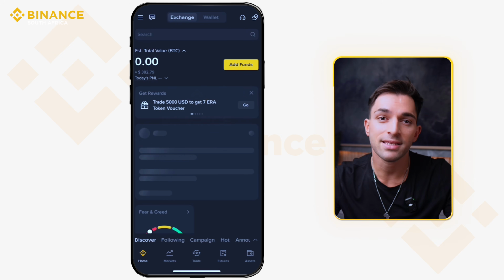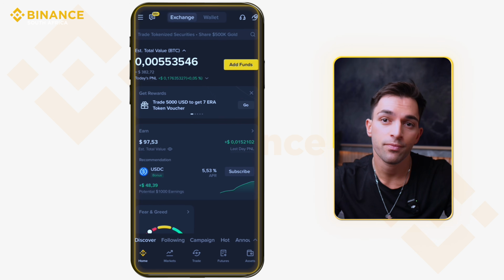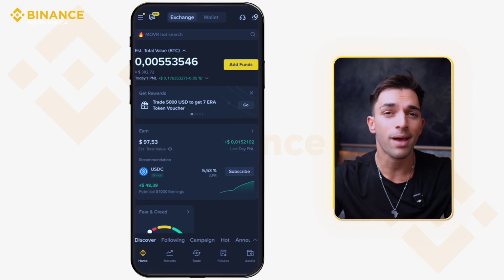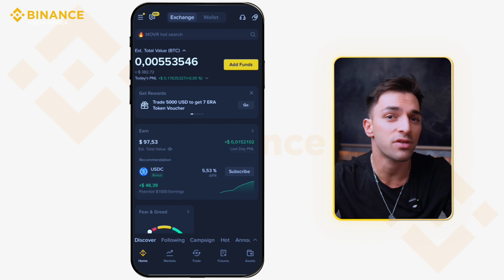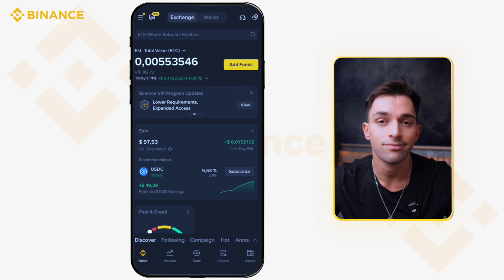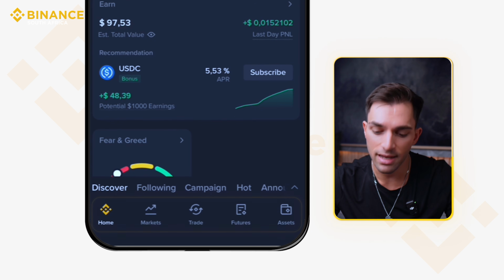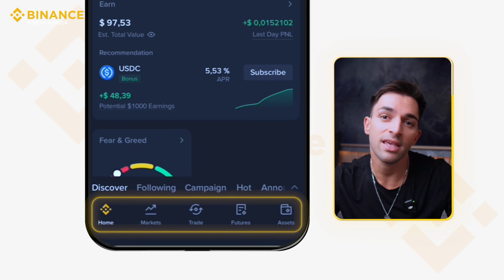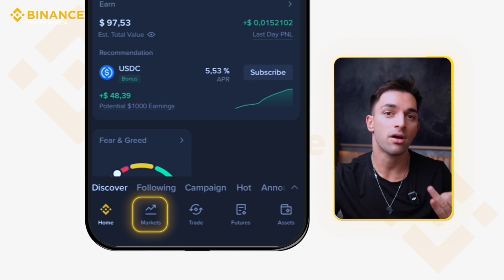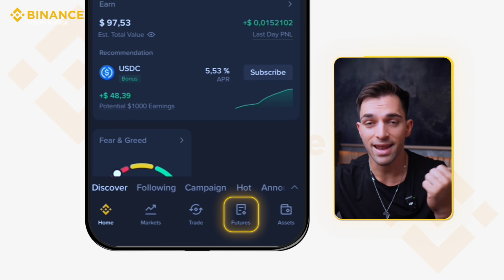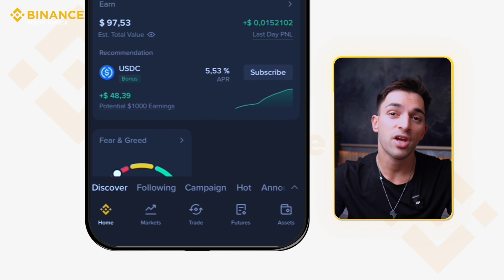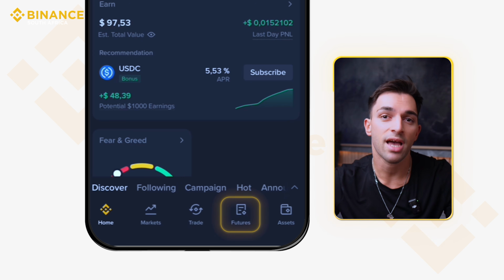When you open the Binance app, you'll land on the homepage. From here, you can see your account balance, market updates, and different services Binance offers. At the bottom of the screen, you'll see the main navigation window. The key tabs are Home, Markets, Trade, Futures, and Assets. To start trading futures, just click on the Futures tab.